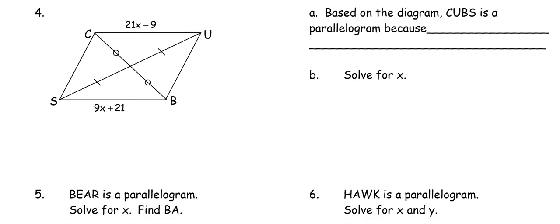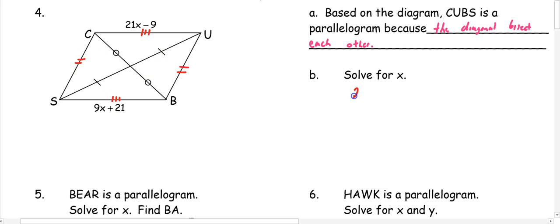Number 4, based on the diagram, CUBS is a parallelogram because looking at our diagonals, these circles mean that that diagonal is bisected, and those tick marks mean the other diagonal is bisected, so they're bisecting each other. So because the diagonals bisect each other. Remember, once we know that the diagonals bisect each other, all properties of a parallelogram are true. So in this case, we know that the opposite sides are congruent to each other.